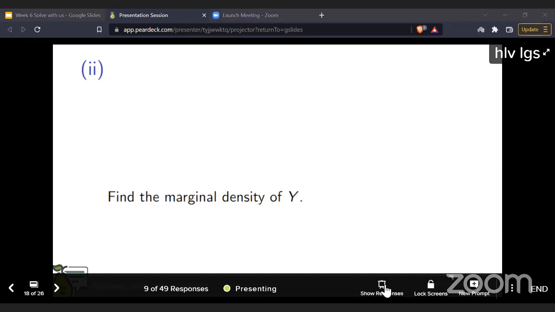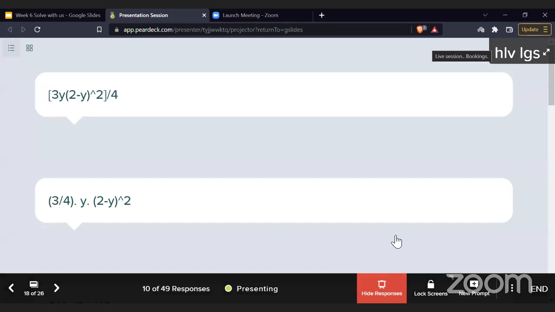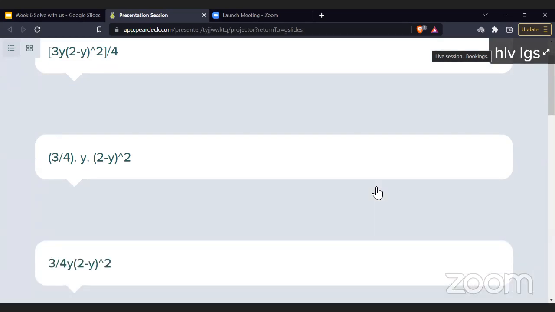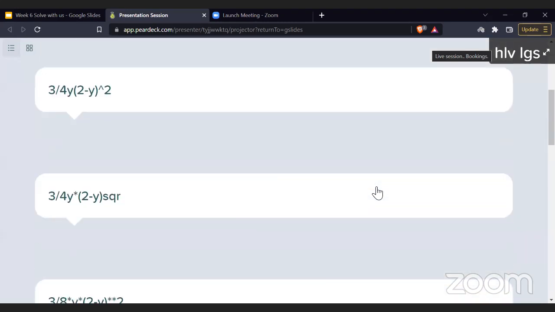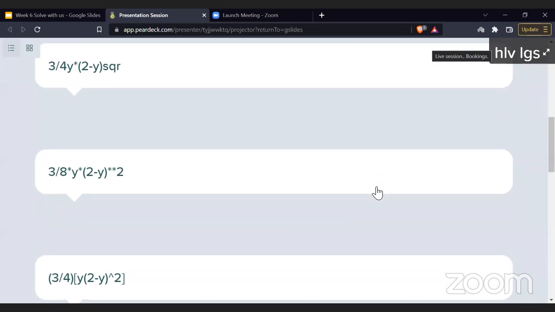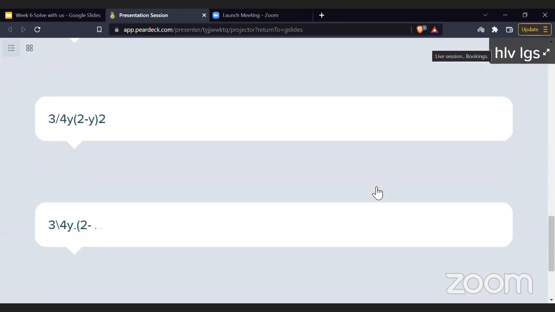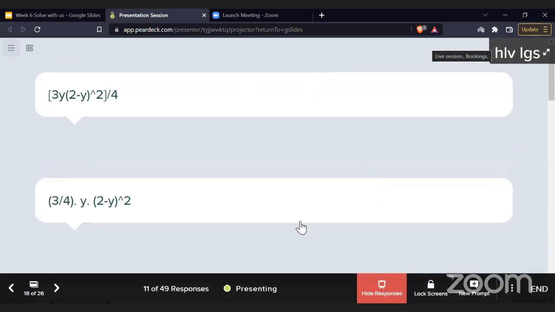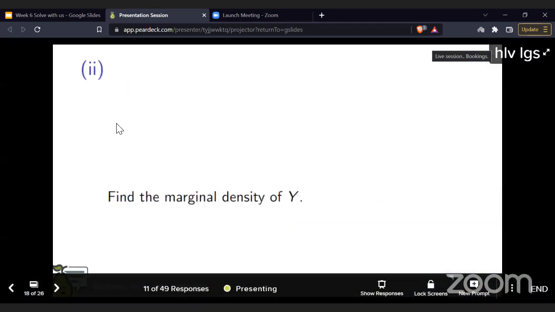So look at the responses. 3y 2 minus 5 whole square by 4. So it's coming out to be the same, is it? Okay. See, everybody has written almost the same answer.